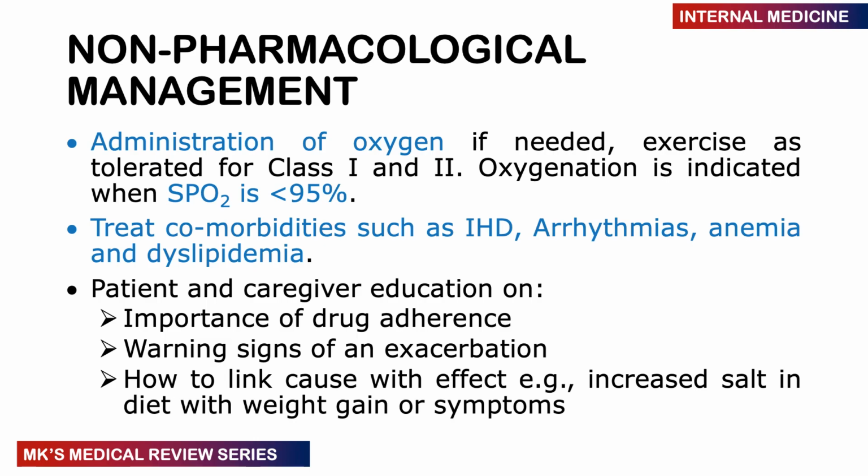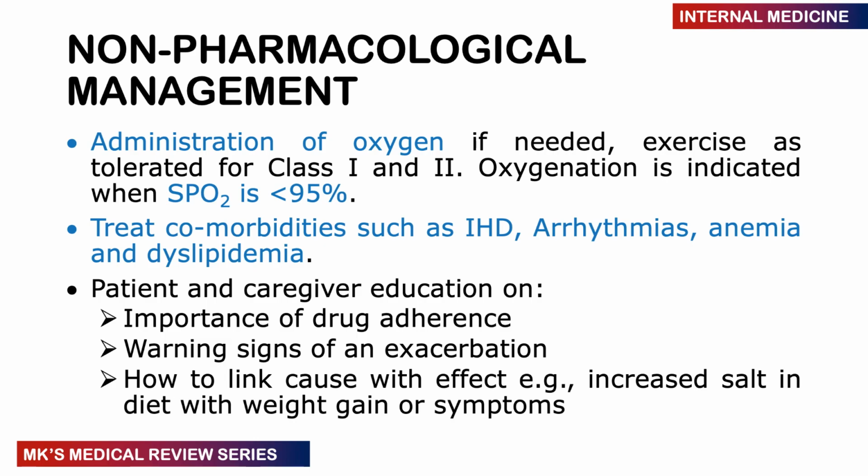We give them oxygen. Remember that if they have a saturation less than 95%, you want to give them oxygen. And for those that are class 1 or class 2 New York Heart Association, they tend to actually tolerate exercise. We treat any comorbidities such as ischemic heart disease or coronary artery disease. We treat any arrhythmias, we correct any anemia. Remember, when you're transfusing them, it's better to give them packed cells as opposed to whole blood. And we treat any dyslipidemias.